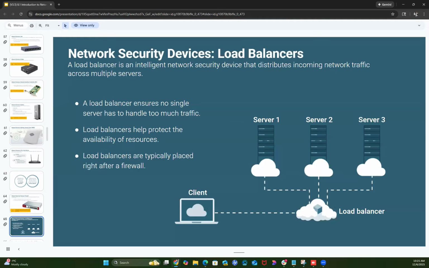And then the load balancer. A load balancer is an intelligent network security device that distributes incoming network traffic across multiple servers. A load balancer ensures no single server has to handle too much traffic. So load balancers help protect the availability of resources. For example, if a server receives more resource requests than it can handle, it may go down or fail to handle a resource request. Load balancers are typically placed right after a firewall.